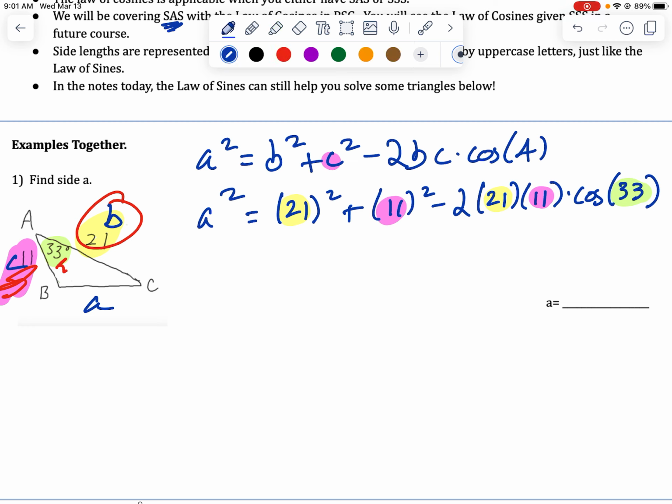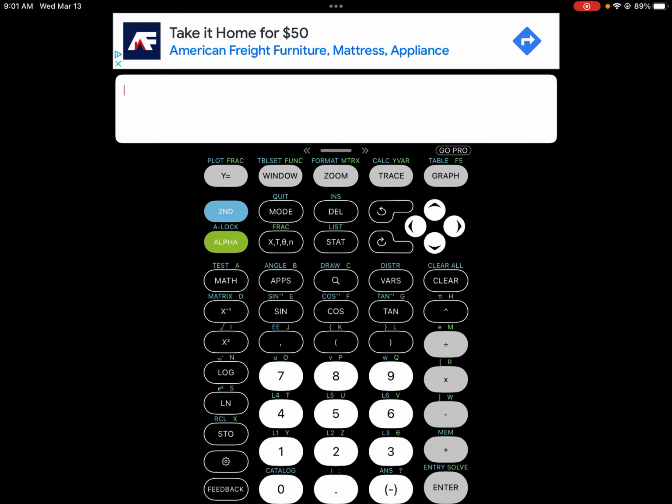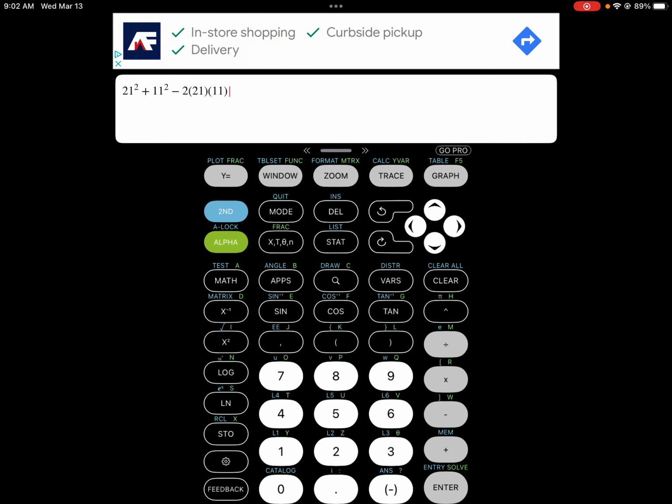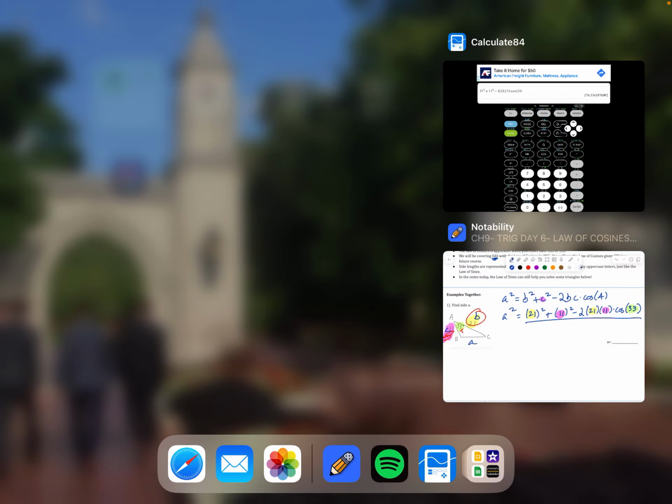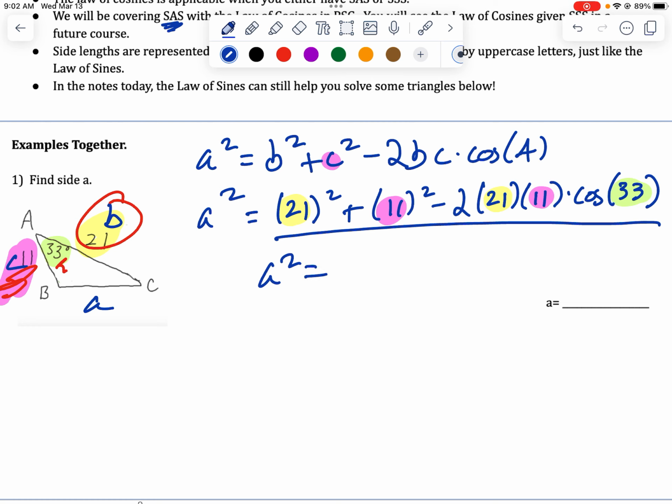And I will literally just plug this whole entire line into my calculator. Let me show you what I mean. So let's look at the calculator. 21 squared plus 11 squared minus 2 times 21 times 11 times cosine 33. Enter. So I get 174.53, A squared equals 174.534.